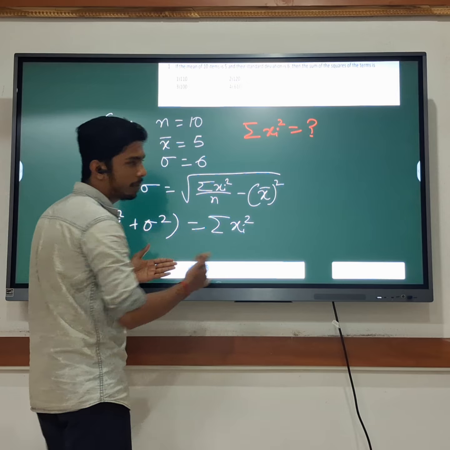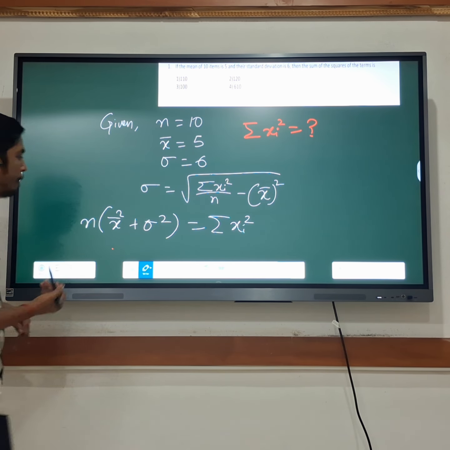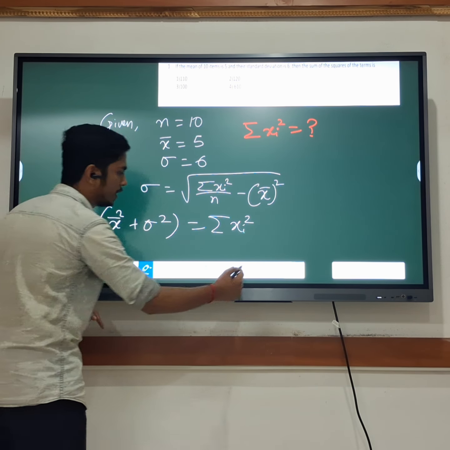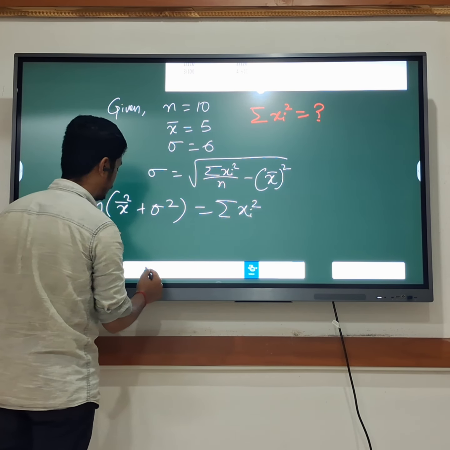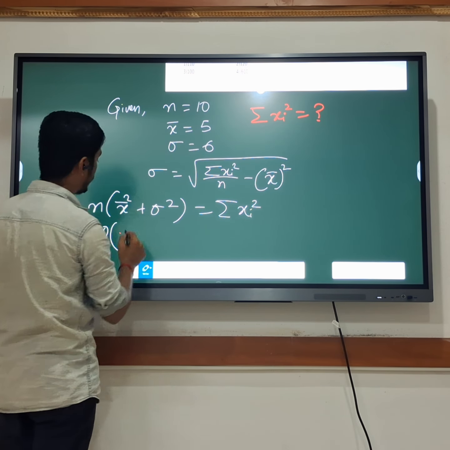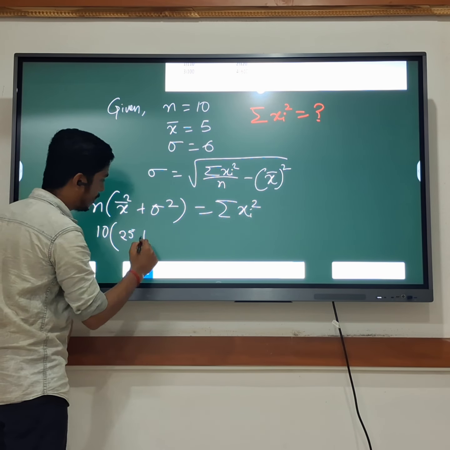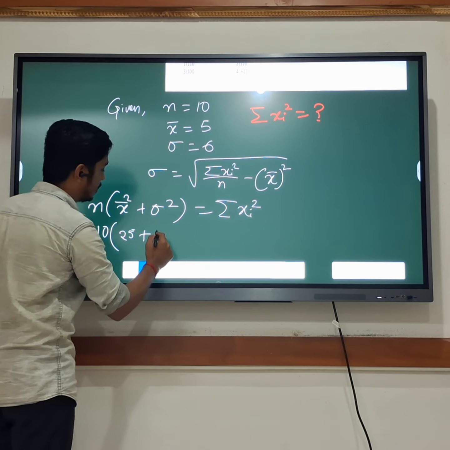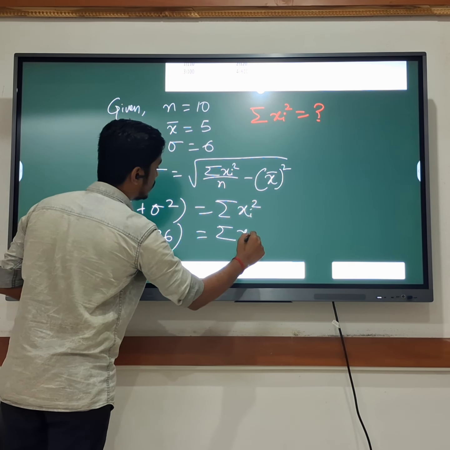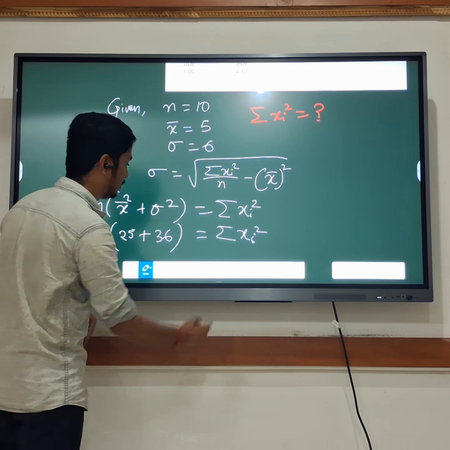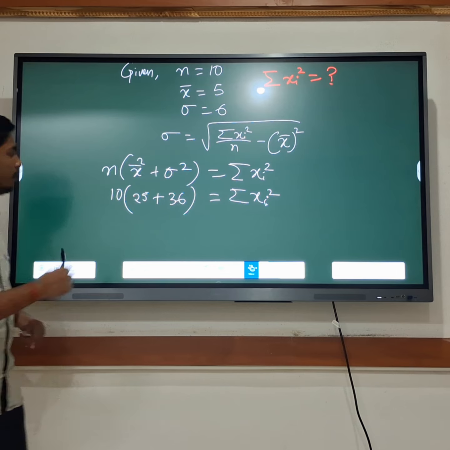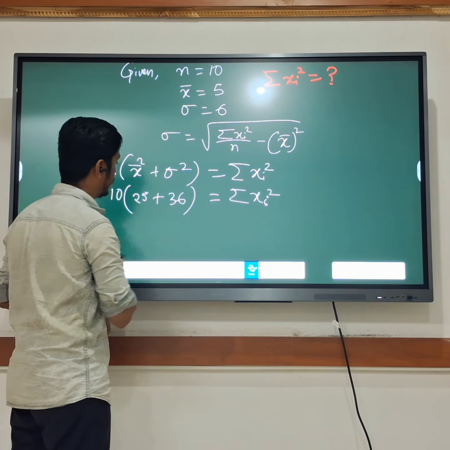You can solve it step by step, but I am taking it directly. We know those 3 values, so just substitute directly. N is 10 and x bar square is 25, plus sigma square is 36, which is equal to summation xi square, right? Now 25 plus 36 is 61, correct?